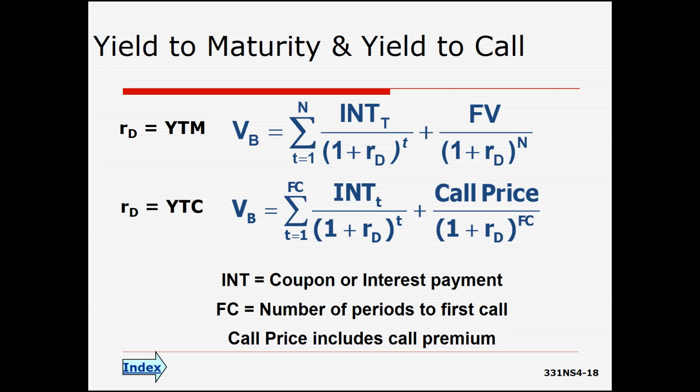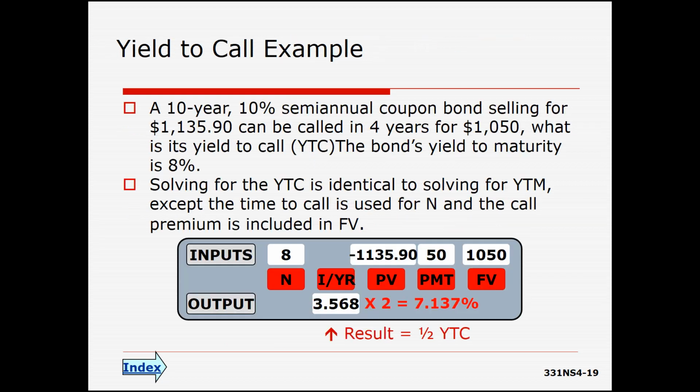We solve for yield to call in the same way as for yield to maturity with 2 changes. The future value is now the call price, which includes any call premium. N is now the number of periods to the first possible call. In our example, we have a 10-year 10% semi-annual coupon bond selling for $1135.90. It can be called in 4 years for $1050. Yield to maturity is 8%.